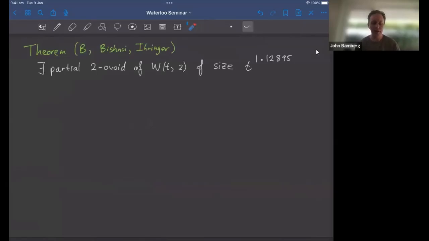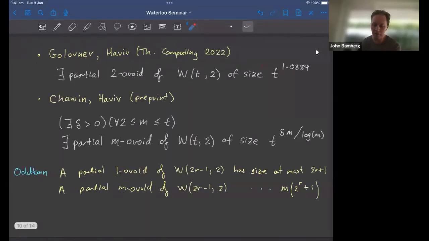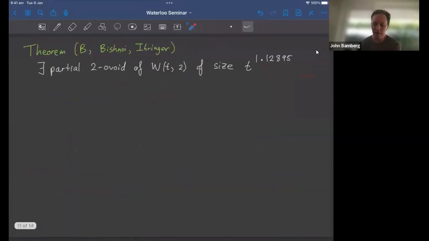Okay, so here's our result that there is a partial 2-ovoid of this symplectic space, now with a different exponent. Okay, so it's bigger than what we had before. So this is the exponent here. A couple of years ago, 1.0889. We've gone a little bit bigger. And the way that's done might seem very strange, so I want to go through that.